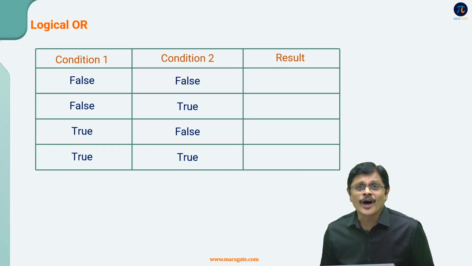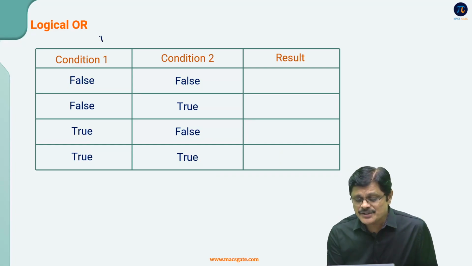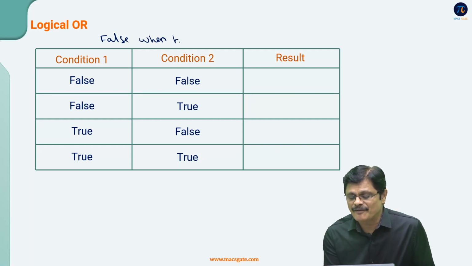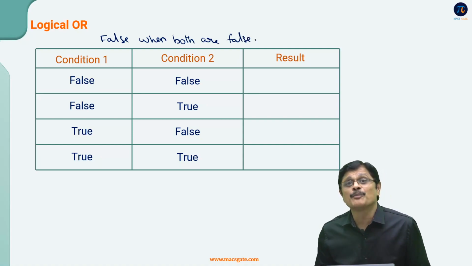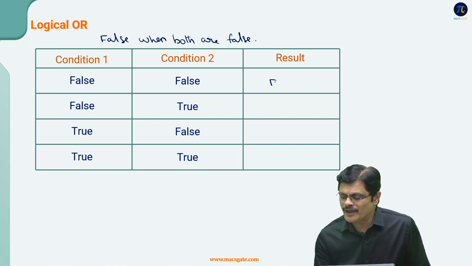Now, how is logical OR defined? See, this is false when both are false. That is, logical OR between two conditions is false when both are false. See, when both are false, then only it is false. In the remaining cases, it is true.